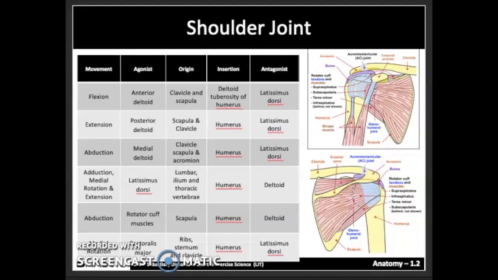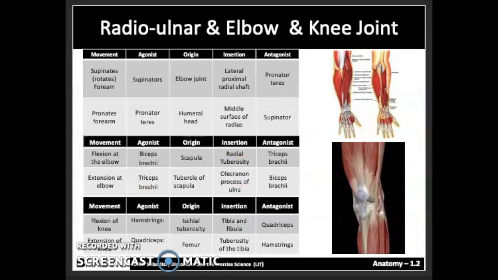The origin is the clavicle and scapula, and the insertion is the deltoid tuberosity of the humerus. This provides the movement of flexion. In the radio-ulnar, elbow and knee joints, they all have 2 agonists and 2 antagonists. For example, in the knee, the agonist is the hamstring, whereas the antagonist is the quadricep, providing flexion of the knee. The origin of this is the ischial tuberosity, and the insertion is the tibia and fibula, as you can see on the diagram on the bottom right hand side.